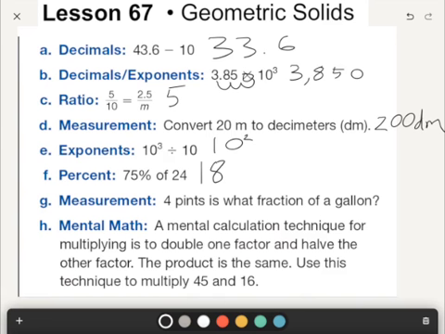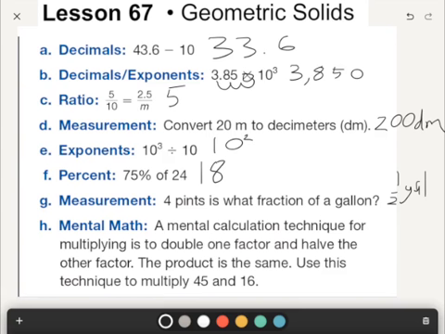18. And 4 pints is what fraction of a gallon? Well, 2 pints make a quart, and a quart is 1/4 of a gallon. So this would be 2/4, which is 1/2. Oops. Let's see if I can do this in the corner. Gallon. Okay, well, that looks so wrong. That's supposed to say 1/2 of a gallon, not just 1/2, y'all. Just saying.